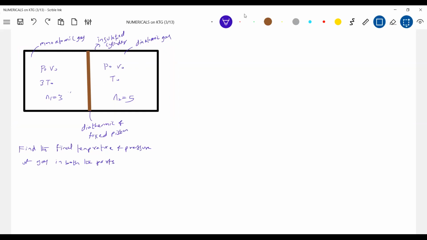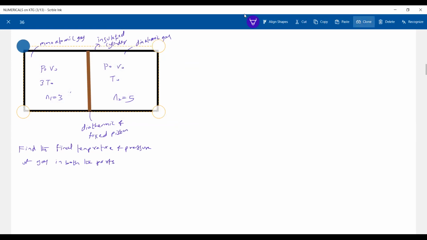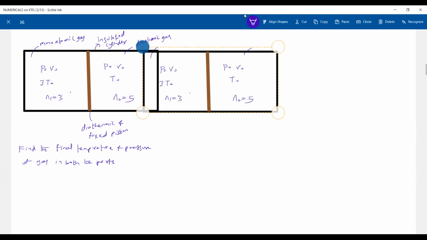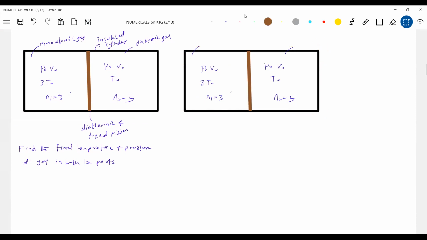What should happen? The volumes will remain as they are because the piston is fixed. Therefore the initial volumes of the gas will become equal to the final volumes of the gas. This is the initial state, and this is the final.